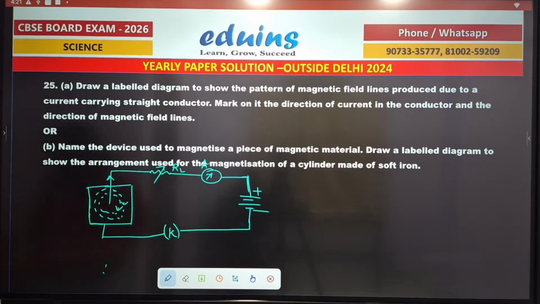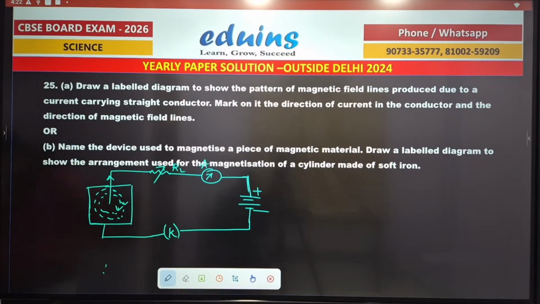Okay, and then the OR question is: name the device used to magnetize a piece of magnetic material. Draw a labelled diagram to show the arrangement used for the magnetization of a cylinder made of soft iron. So what will be the answer? Anyone? A solenoid is used to magnetize. Exactly, well done, Arjun. This is the correct answer you gave. A solenoid is used to magnetize a magnetic material like soft iron. The magnet is also called an electromagnet.